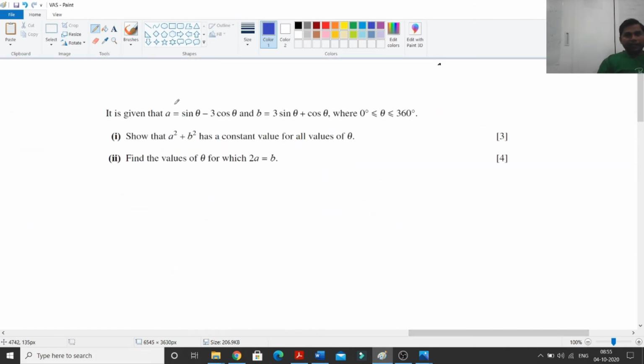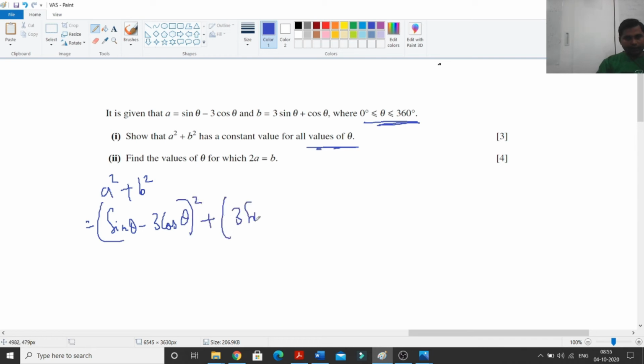It is given that a is equal to sin theta minus 3 cos theta, and b is equal to 3 sin theta plus cos theta, between 0 to 360. We need to show that a square plus b square is a constant for all theta. So a square plus b square means sin theta minus 3 cos theta whole square plus 3 sin theta plus cos theta whole square. So use the formula and expand it.